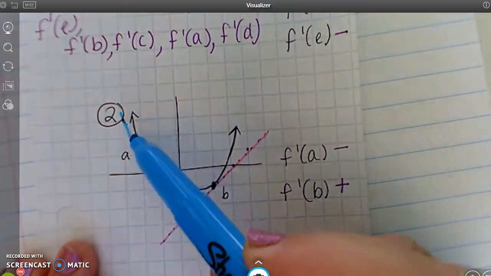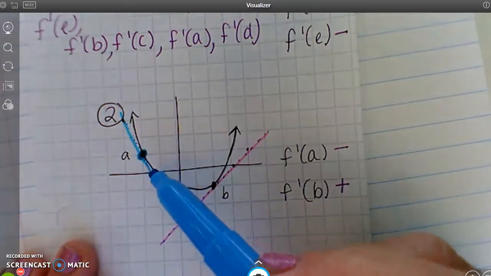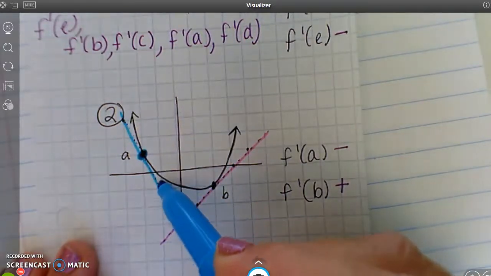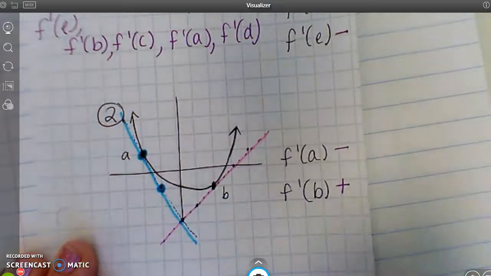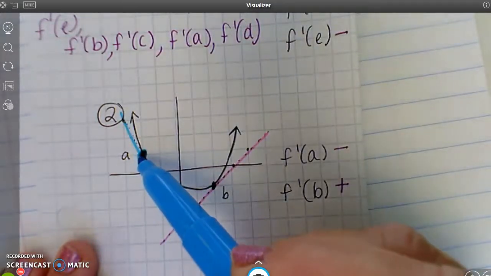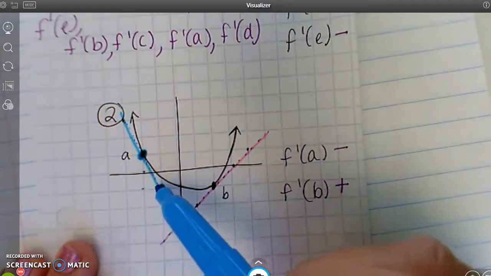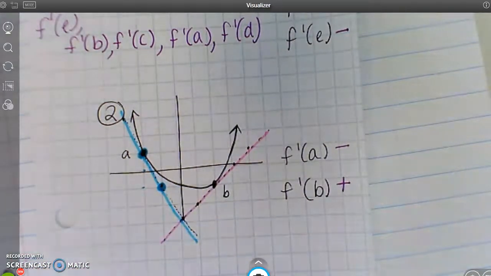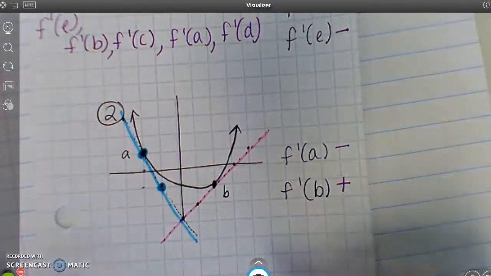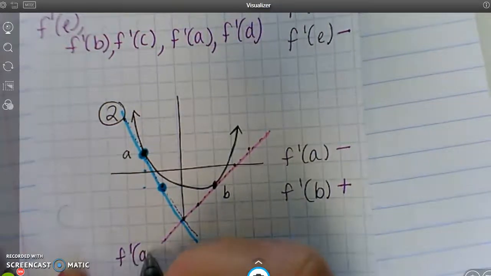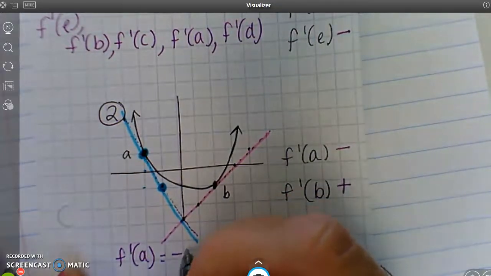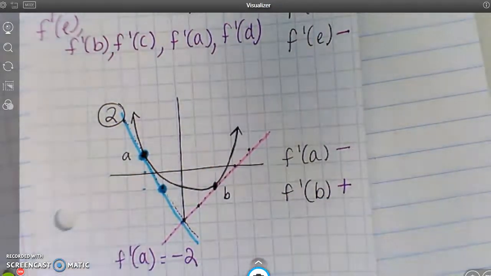And so I have to look at the line and find another point on the line that I can figure out slope for. And that point right there would work. If you notice, we're going down 2 and over 1. So it's rise over run. So f prime of A would be negative 2, because it's down 2 and then to the right 1, so just a positive 1.